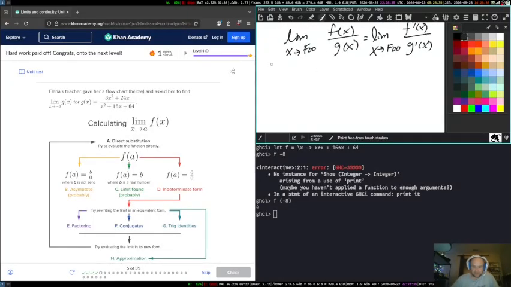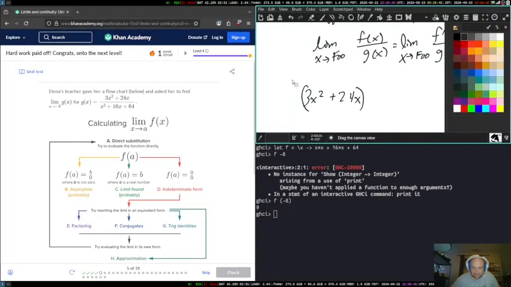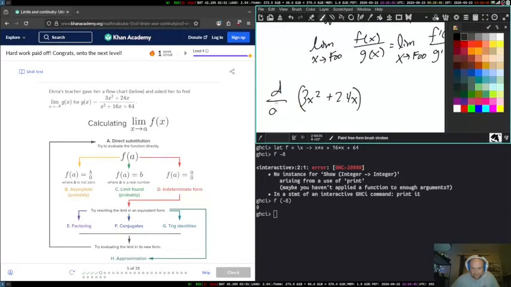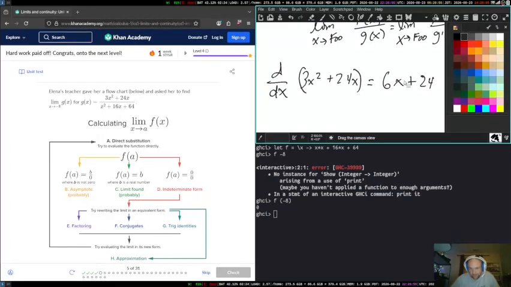So the actual derivative here, 3x squared plus 24x, the derivative of this is going to be 6x plus 24.